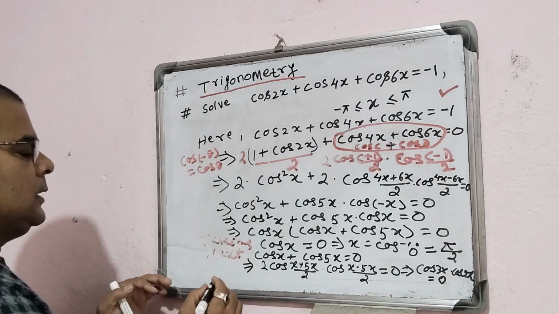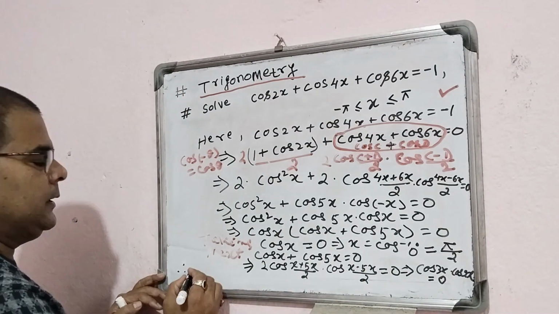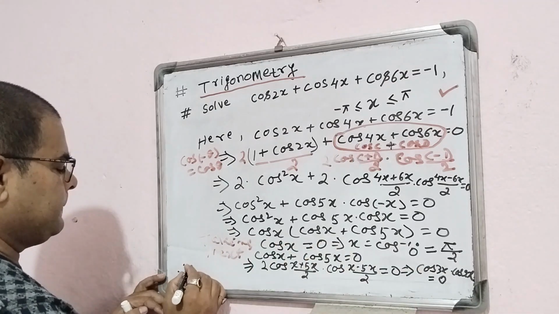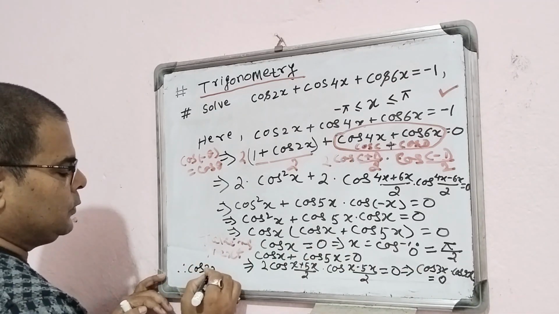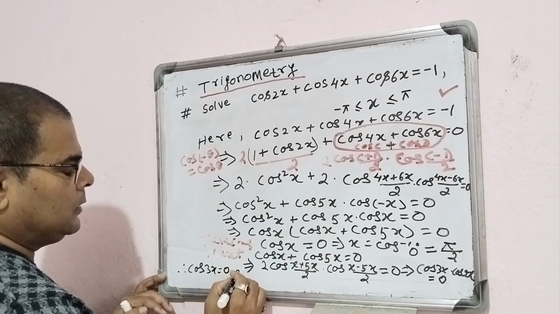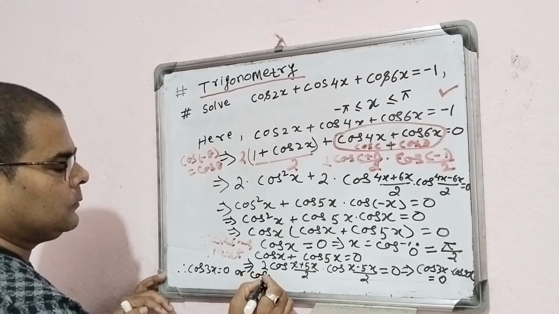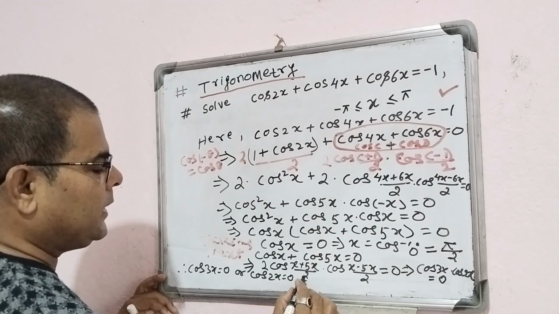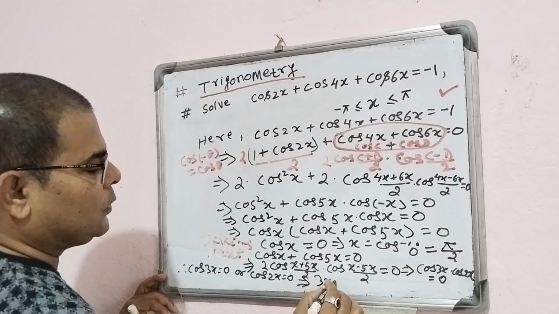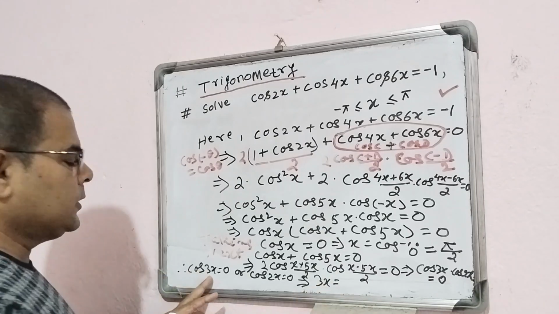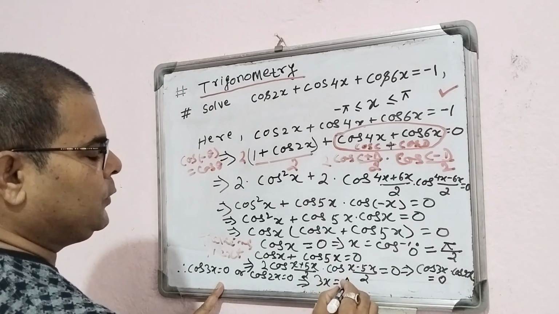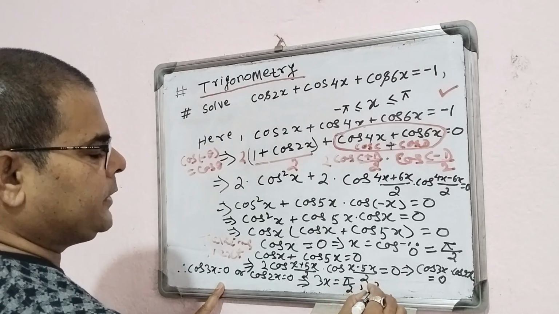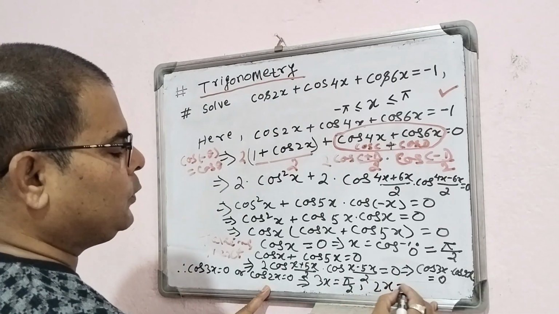So that means, therefore you can write here that cos 3x equal to 0 or cos 2x equal to 0. In both the cases you can see that 3x equals to cos inverse 0, which is pi by 2, and 2x equals to, you have again pi by 2.